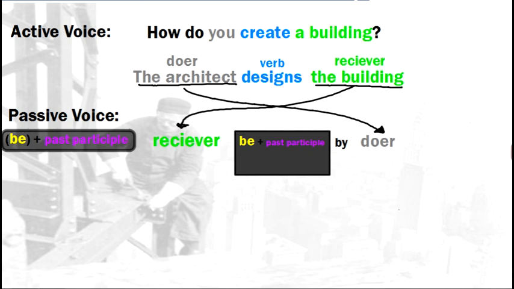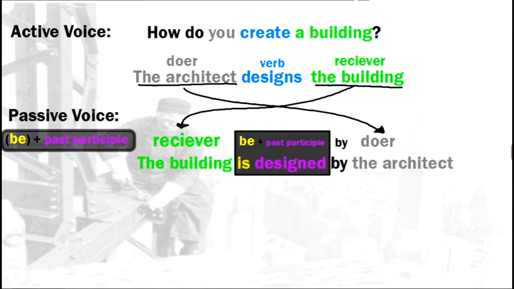Now, the other thing that you have to think about is that the passive voice is always using some type of form of be plus a past participle. So we change the verb into a past participle and we use be. So if I think about this sentence in the active voice, the architect designs the building, how could I say that using the passive voice? Well, it would look like this. The building is designed by the architect.